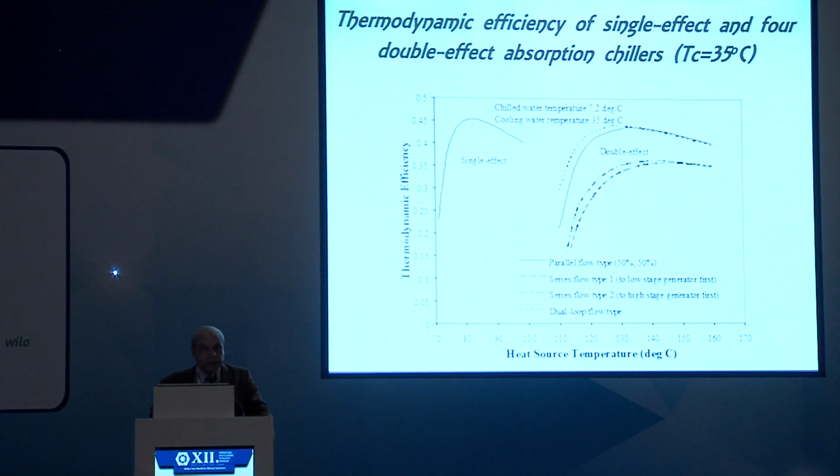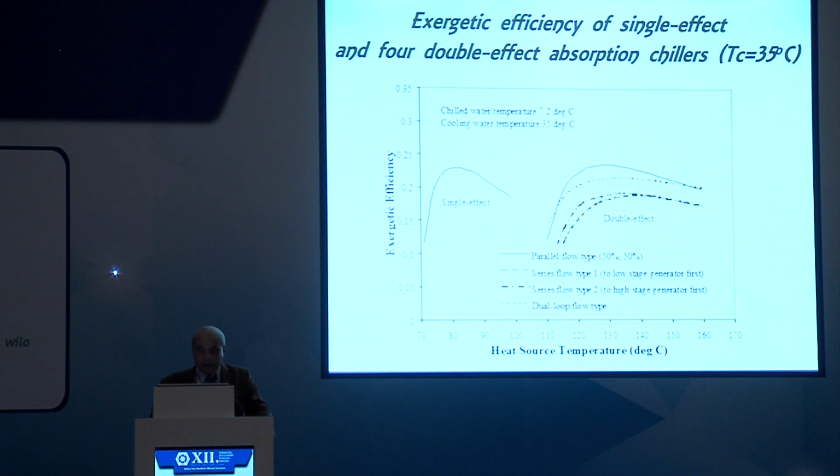And that's the second law efficiency for the higher temperature, the 35 degree case, and then that is the exergetic efficiency. Again, all 4 types are shown in this case, and of course you see the single effect by itself. Now you see the single effect is operating at a lower end for the heat source temperature.